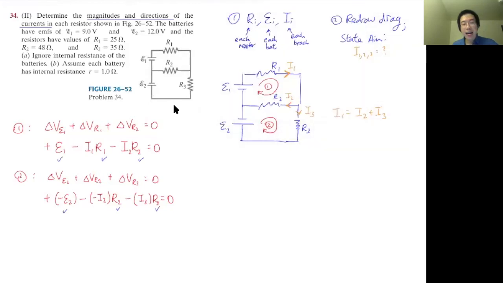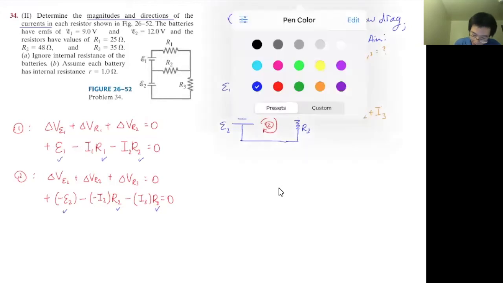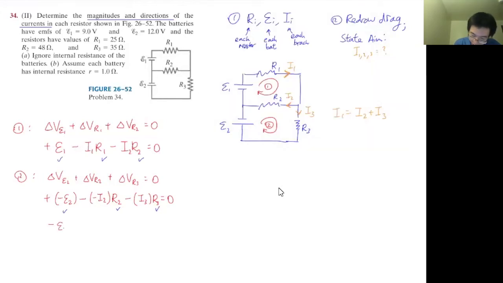So the only unknowns here are I1, I2, and I3, but we also have this relationship over here, so we can plug that in. First let's simplify the second equation a little bit. So we have minus epsilon2 plus I2 R2 minus I3 R3. So you see I have 3 equations, 3 unknowns.